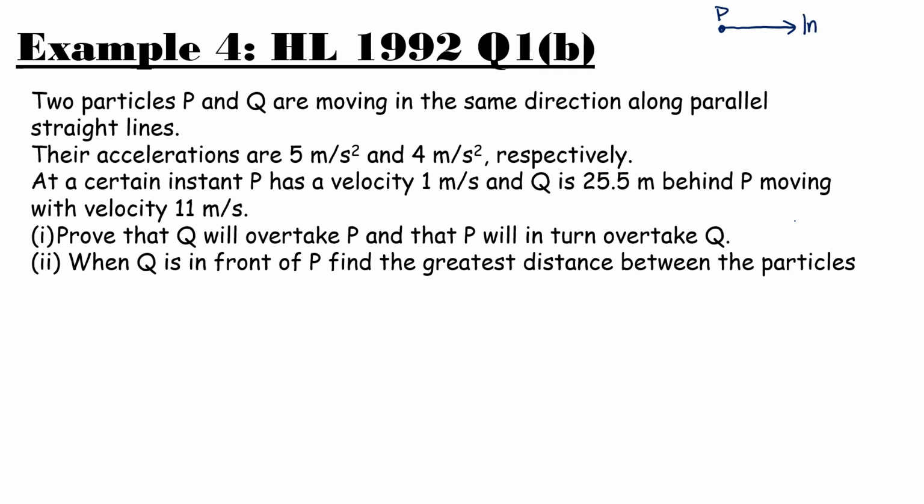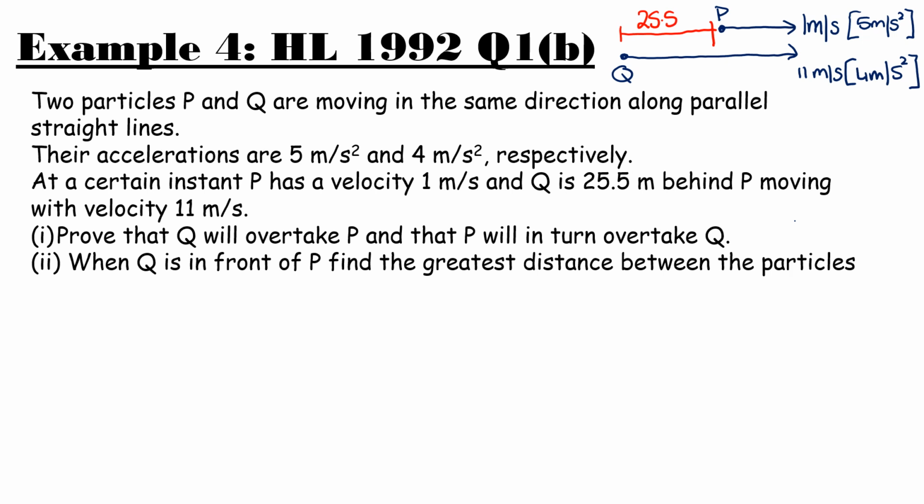It is traveling at 1 meter per second and it has acceleration of 5 meters per second squared. Q is behind, and Q is traveling with 11 meters per second and 4 meters per second squared, and it is a distance of 25.5 meters behind P. So this is what it looks like. Prove that Q will overtake P and that P will in turn overtake Q.